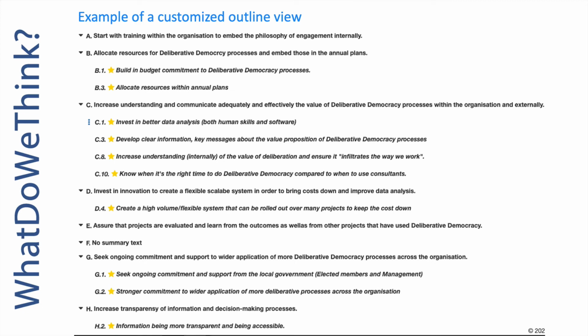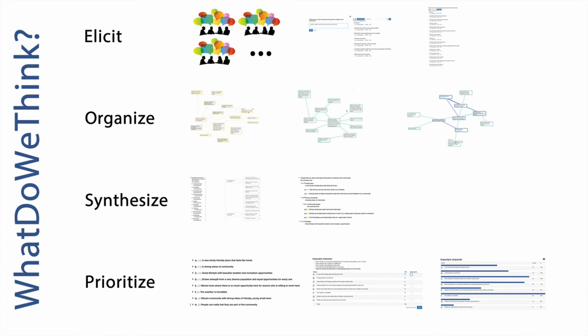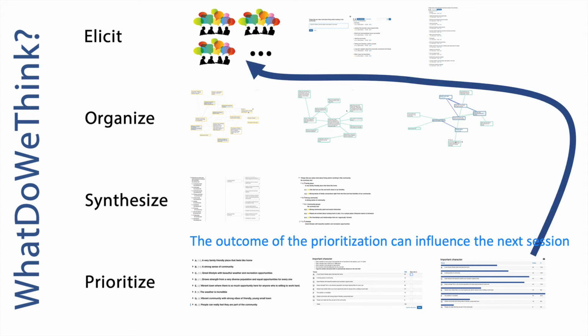For instance, we can adjust the outline display to show the topic themes and their exemplary starred comments. We can save this view for later use. So we have a process where we elicit deliberation from the participants, we organize and synthesize their comments, and then they can prioritize them. Oftentimes, the prioritization becomes a feedback to the next session of deliberation.